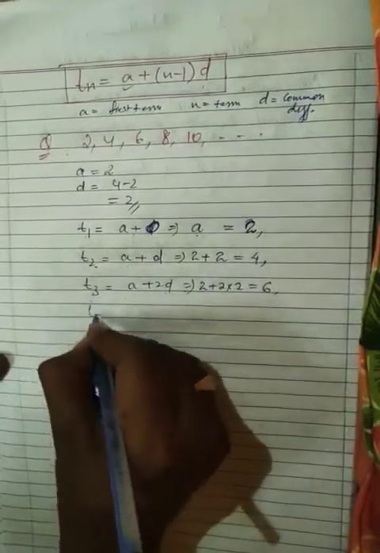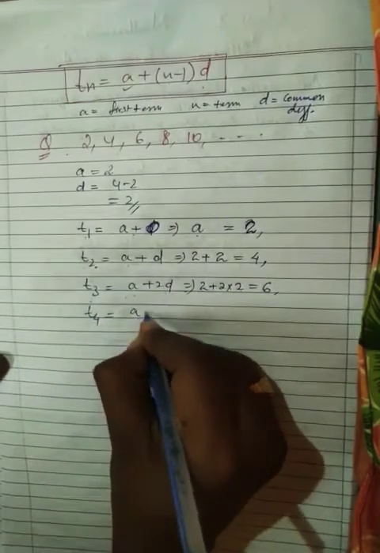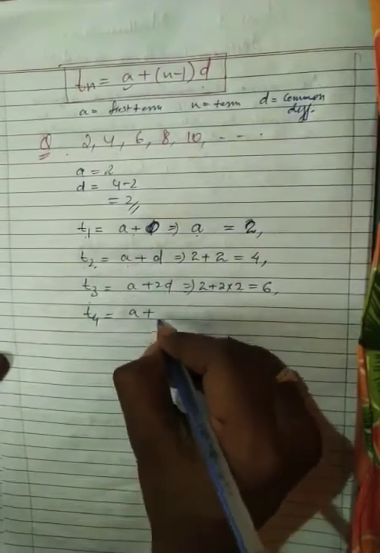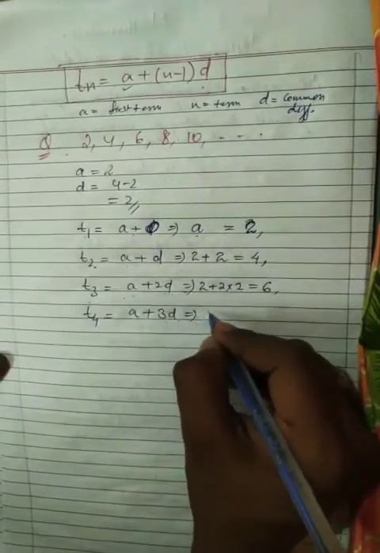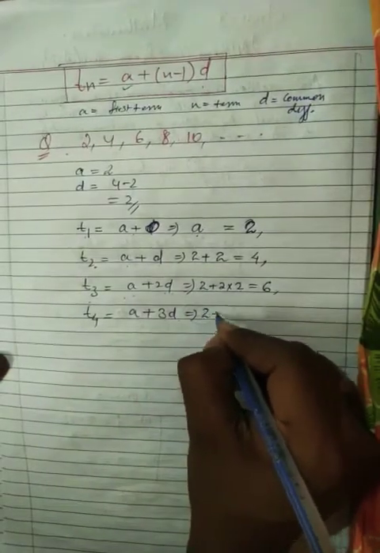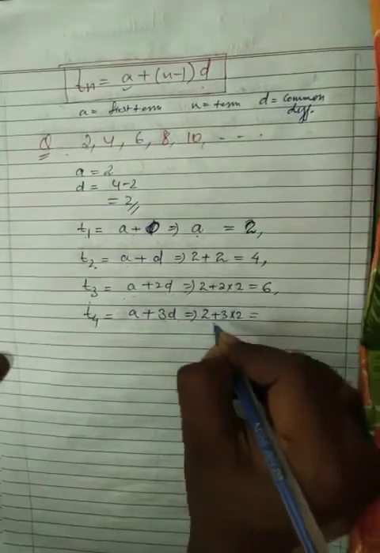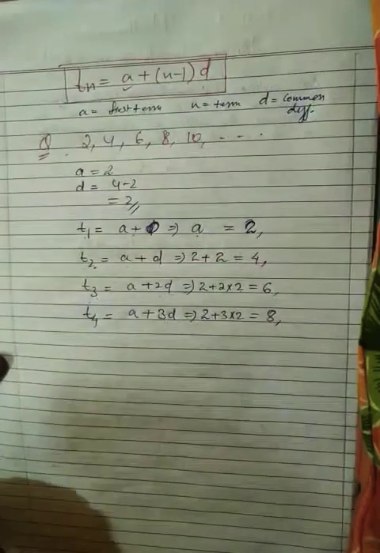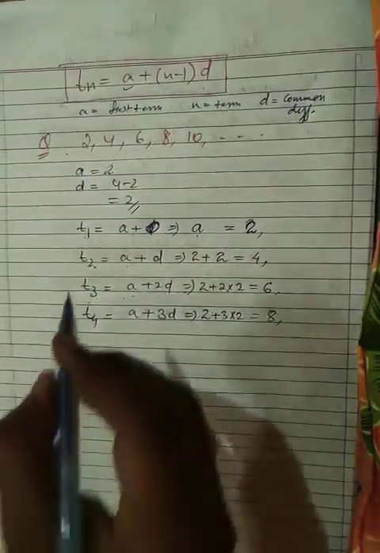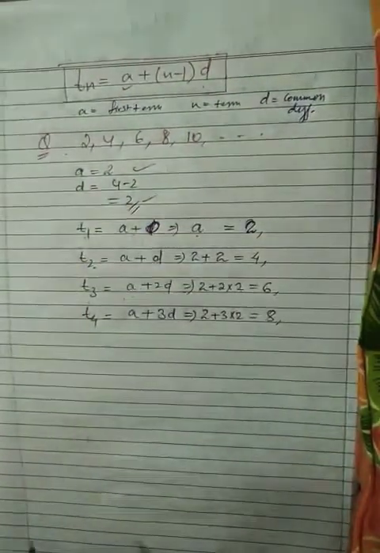Clear? T4 if I calculate, A plus how much? A plus 3d. 1 less, since it is 4 it will be 3d. Clear? So it will be 2 plus 3 into 2. 3 into 2 is 6, 6 plus 2 is 8. Clear all of you? And this way we can calculate any term, if I know A and D. If I know A and D, I can calculate any term.